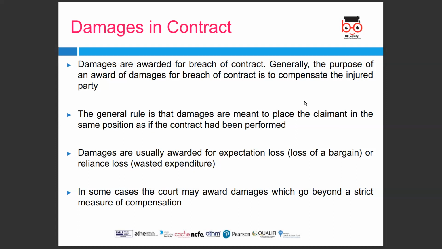In order to assess whether an innocent party may be entitled to compensatory damages, there are 6 things that should be considered. Firstly, has the claimant suffered any loss? Secondly, is the loss suffered actionable? Thirdly, did the breach of contract cause the loss? Fourthly, was the type of loss reasonably foreseeable? Fifth, did the claimant mitigate the loss? And number 6, did the claimant contribute to the loss?